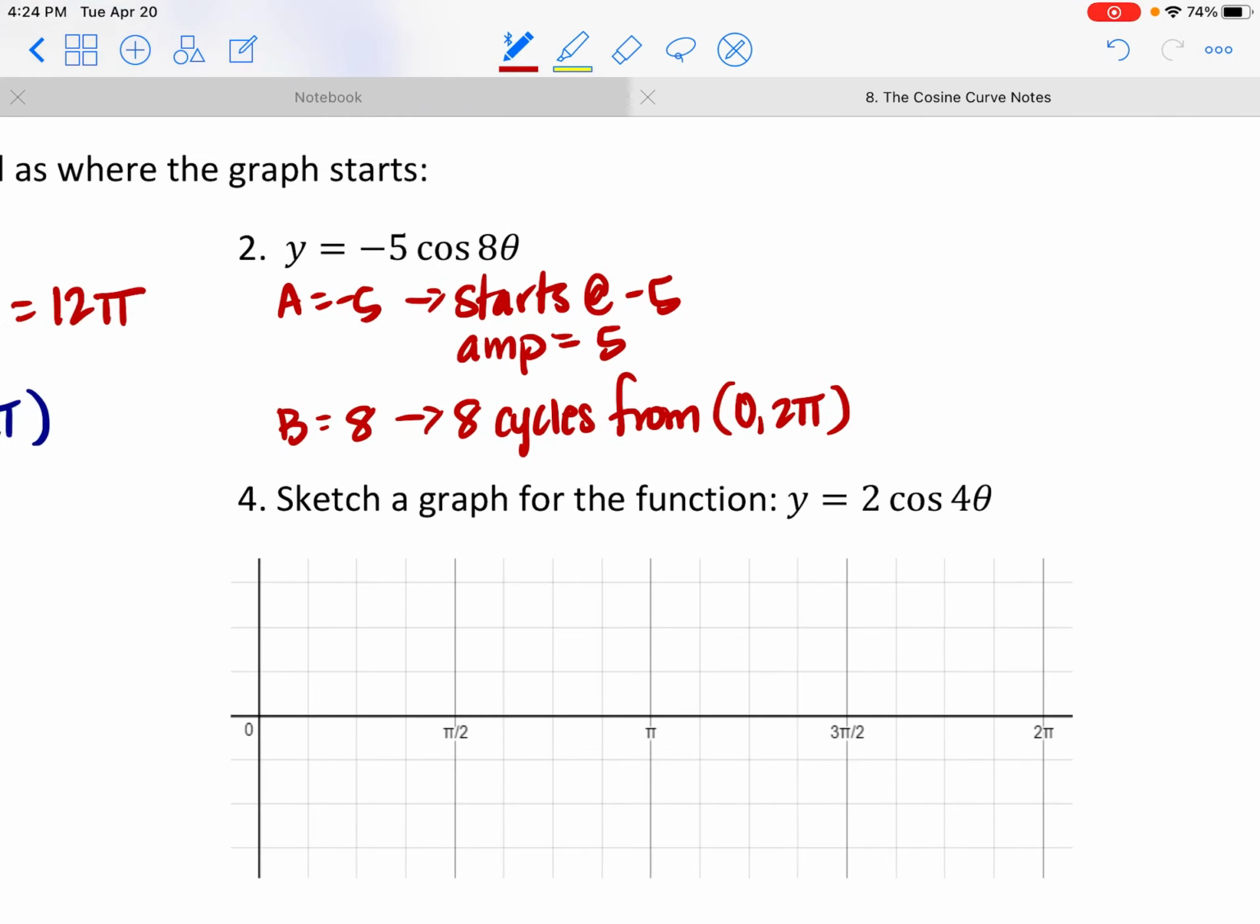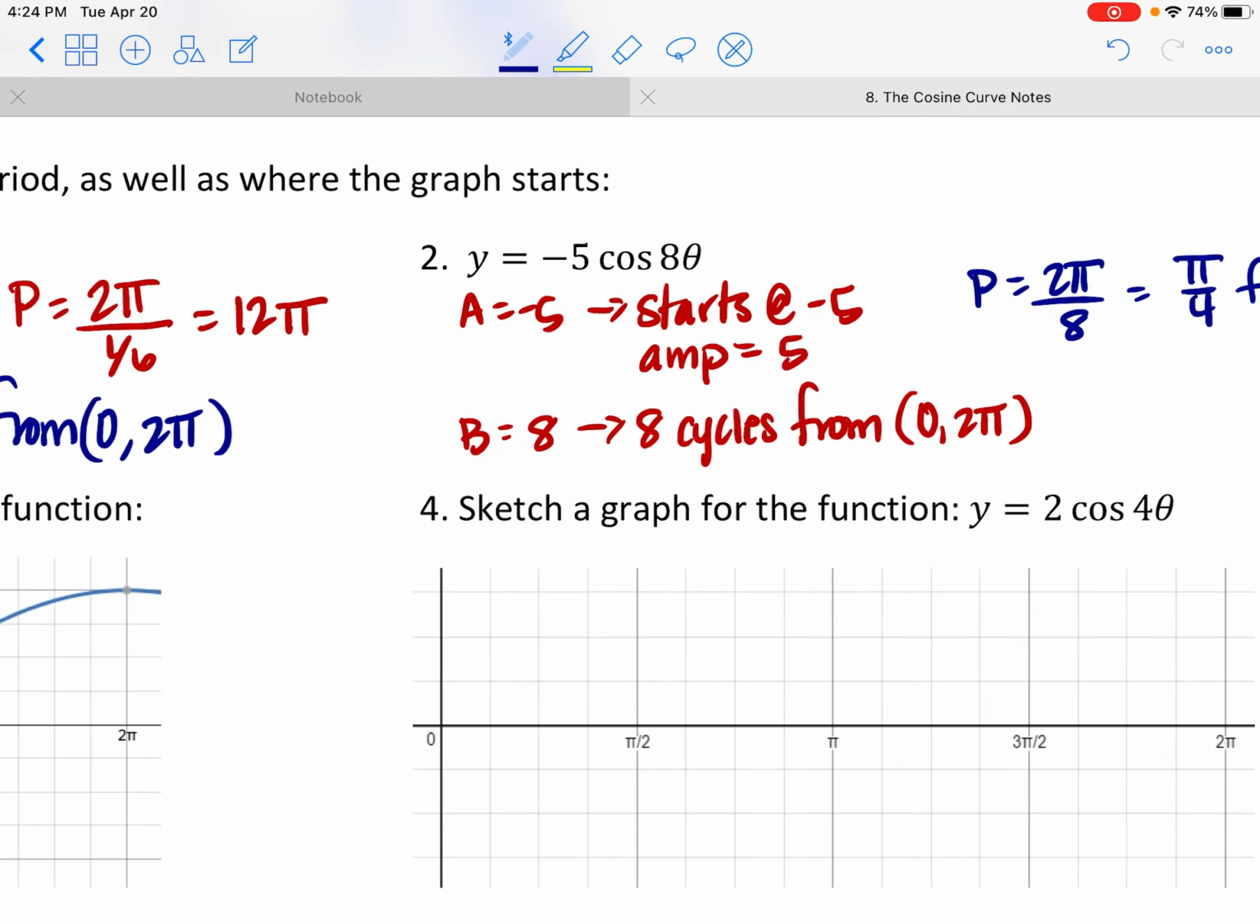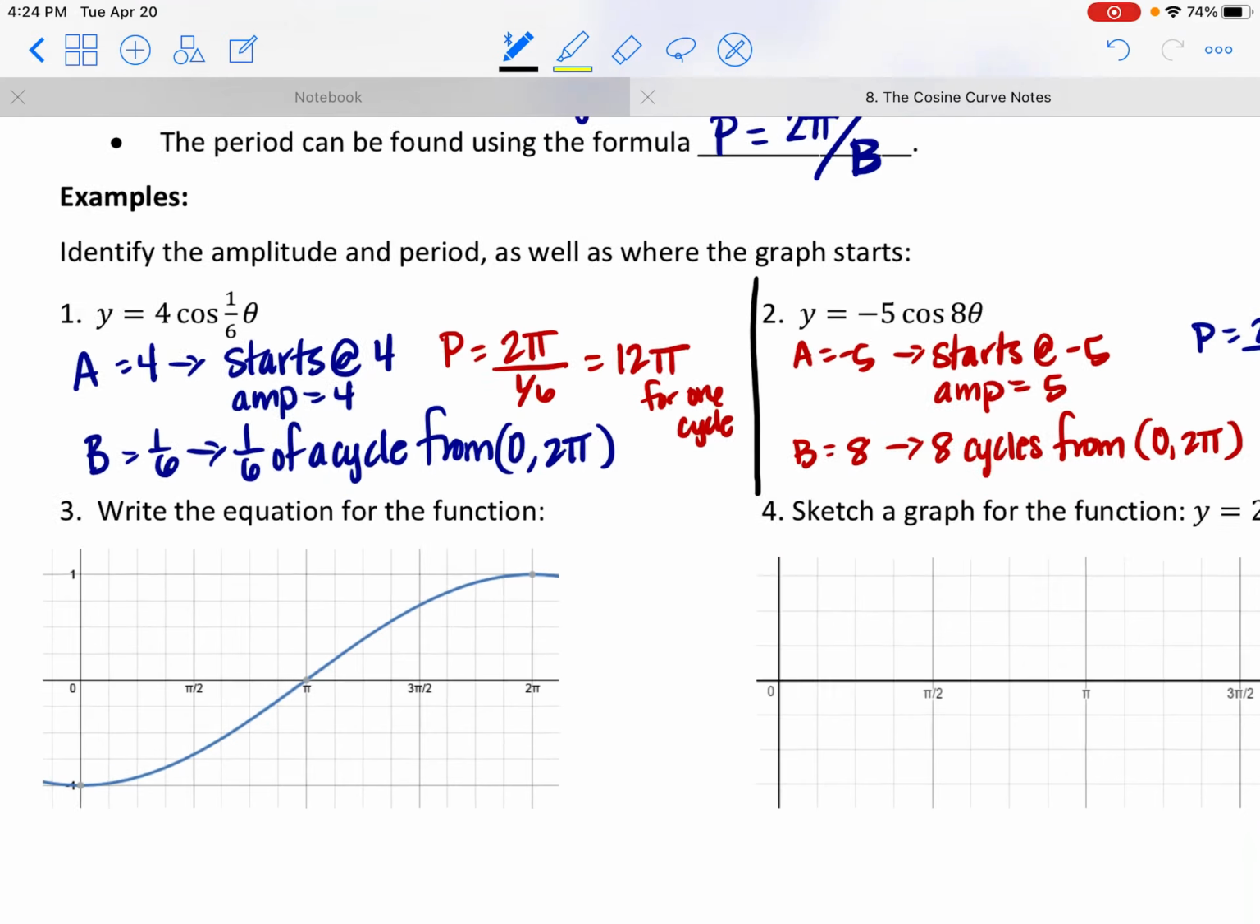And then the period is how long would it take for one of the cycles to happen? Well, if we have 2 pi being divided up amongst 8 cycles squeezed in there, then it's only going to take pi over 4 radians, or 1/4 pi radians, for one cycle. And I should have written that over here too: 12 pi radians for one cycle. And just want to make sure. Okay, all right.